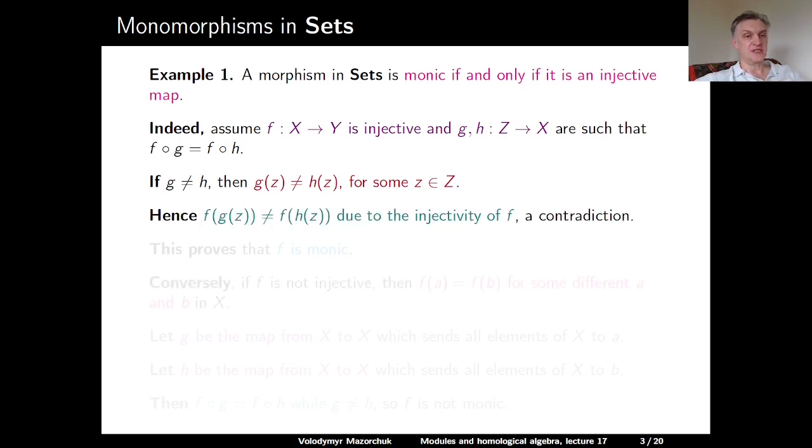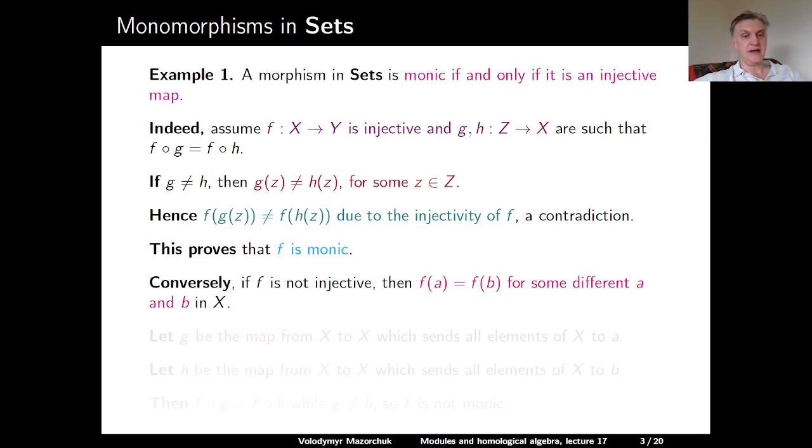Then, from the condition that F is injective, we get that F applied to G of z should be different from F applied to H of z, and this contradicts our assumption that F after G is equal to the composition of F after H. And so it proves that any injective map is monic.